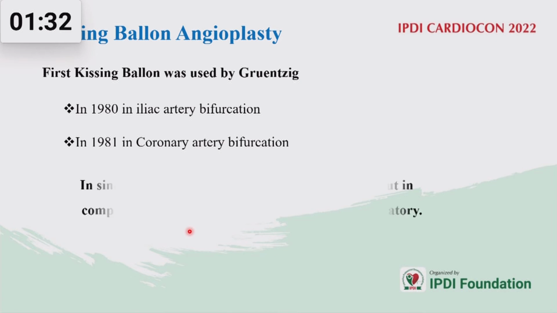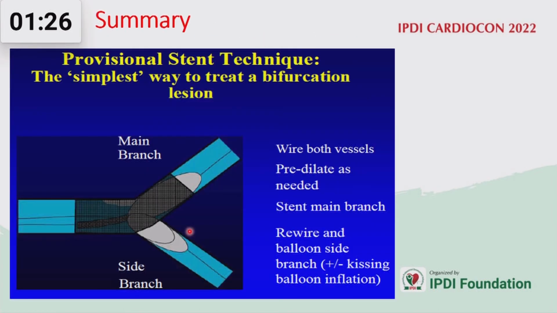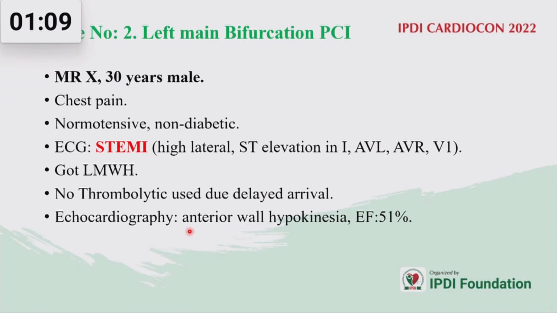In a single stent strategy, kissing balloon is not always mandatory, but in complex PCI it is mandatory. In summary, the provisional stent technique is simplest: wire, then stent the main branch and rewire the side branch, and if there is more than 70% stenosis of the side branch, kissing balloon is needed.